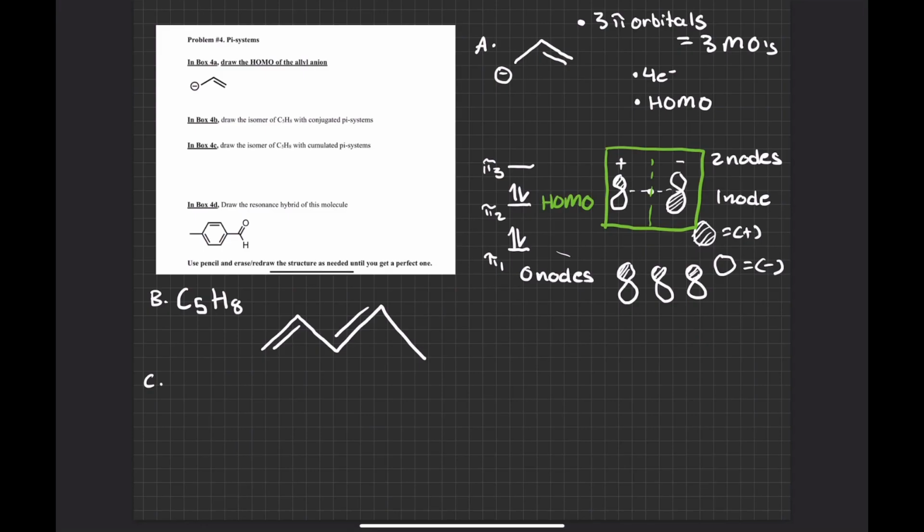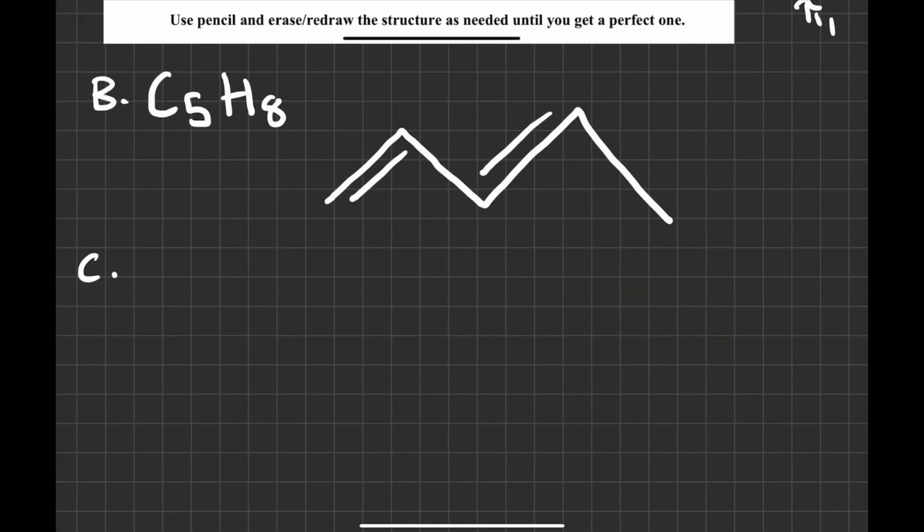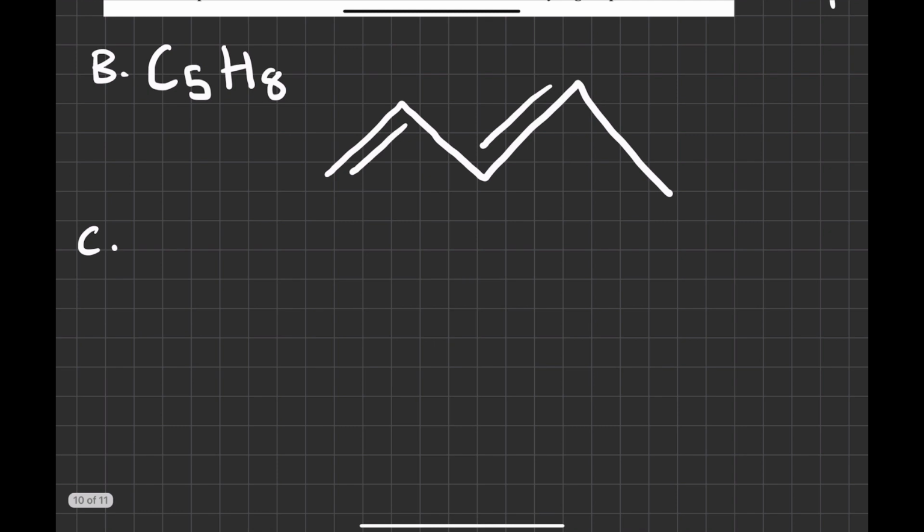4c asks us to draw the isomer of C5H8 with cumulated pi systems. So what is a cumulated pi system to begin with? So a cumulated pi system looks like this. You have your double bond, and right in between you have an sp carbon wedged right in between two double bonds. For this problem, I just wanted to start with the cumulated pi system. So let's draw this out.